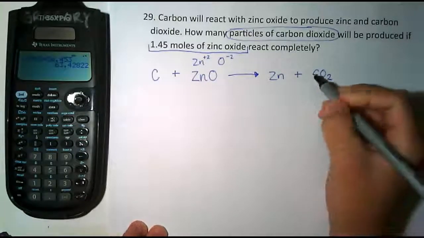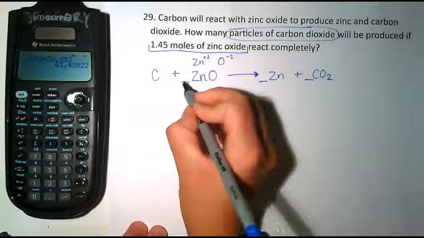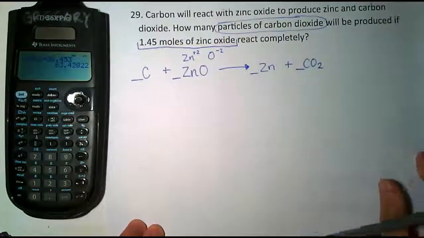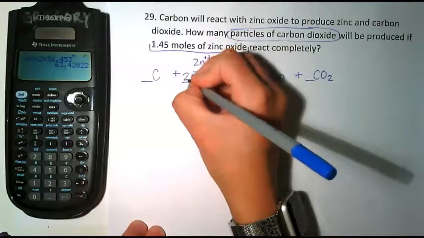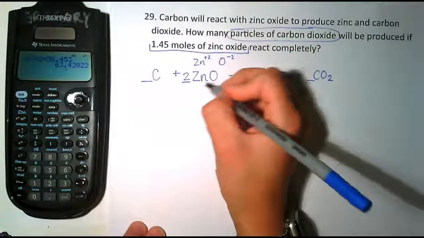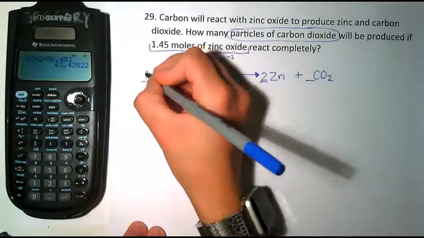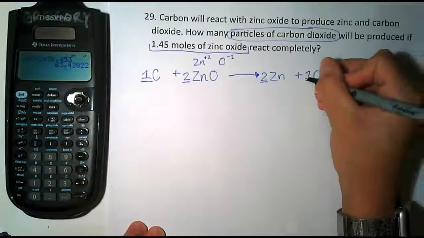So now we need to balance. Let's put our lines. So the thing I notice is oxygen's out of balance, so I'm going to put a 2 in front of zinc oxide. And then I threw zinc out of balance, so I'm going to put a 2 in front of zinc. And now everything looks to be in balance, so I'm going to fill in 1s for everything else.